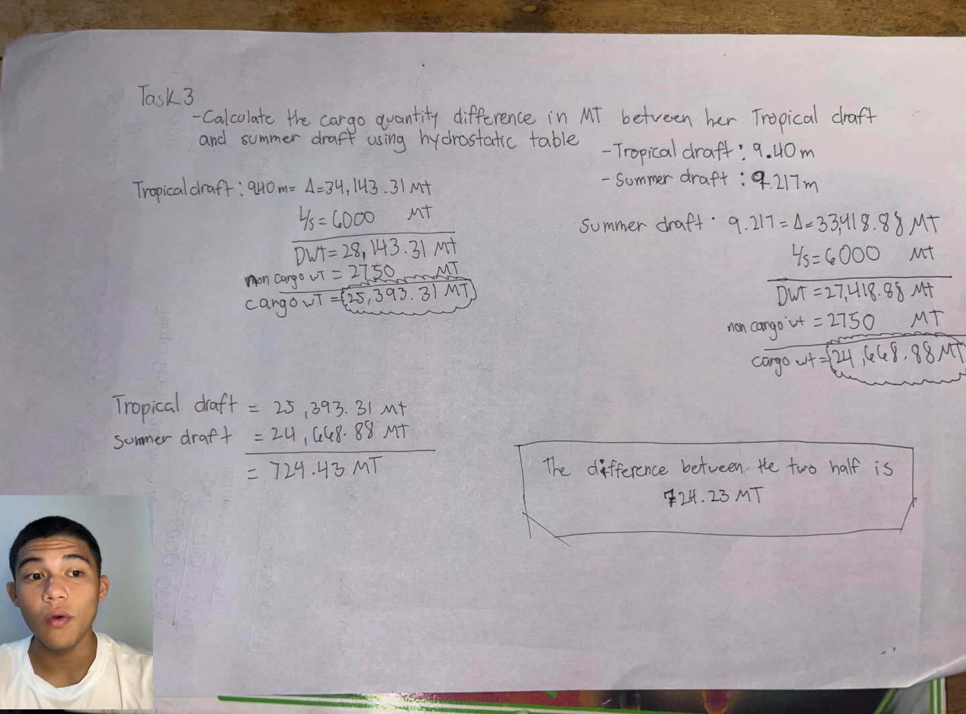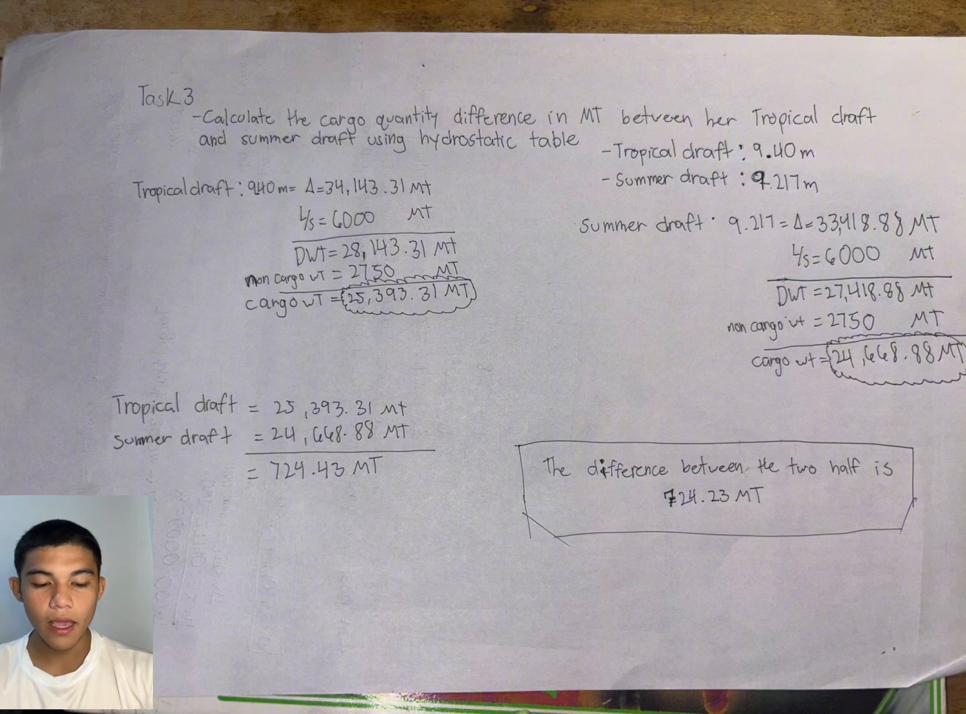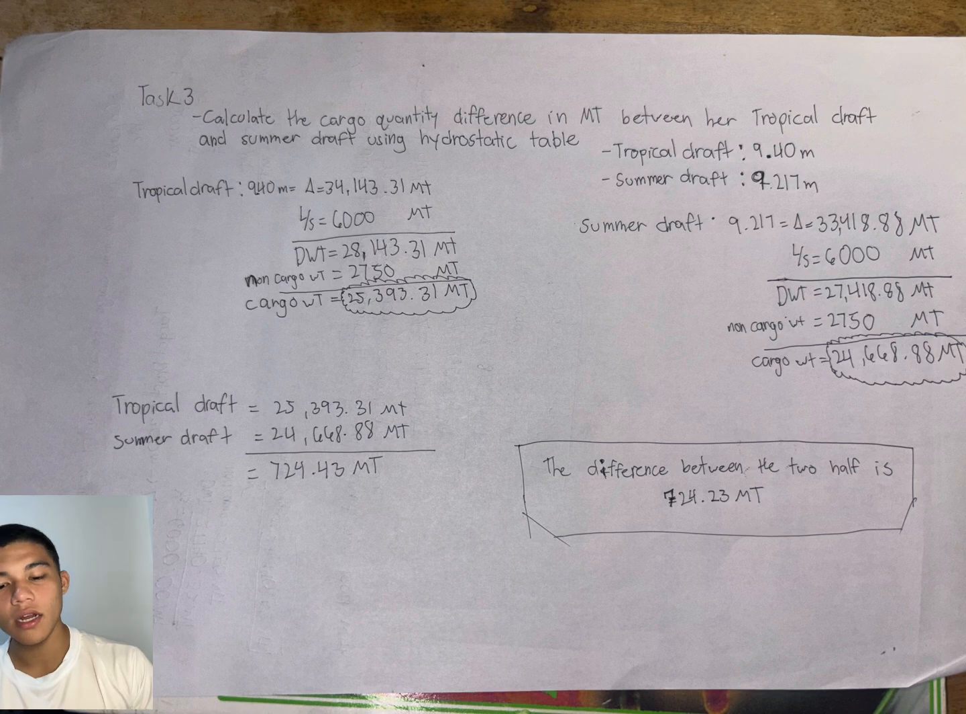And the non-cargo weight rather is 2,750 metric tons, the one we solved earlier. And again, if we subtract the two, the deadweight and the non-cargo weight, the result will be the cargo weight. And the cargo weight is 24,686.88 metric tons. And that's our summer draft.